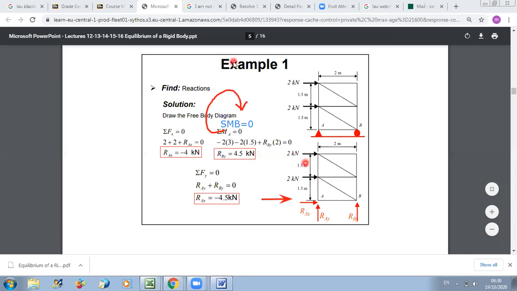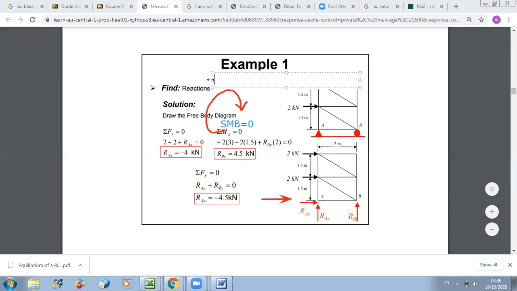Okay, so when I write sum of moment about B equals 0, I have a plus RAY times 2, plus 2 kilonewton. The first 2 kilonewton force has a distance from B equal to 1.5. So times 1.5, and plus 2 for the second force, it's plus 2 times 3 equals 0. And if you solve, you will get RAY equal to minus 4.5.